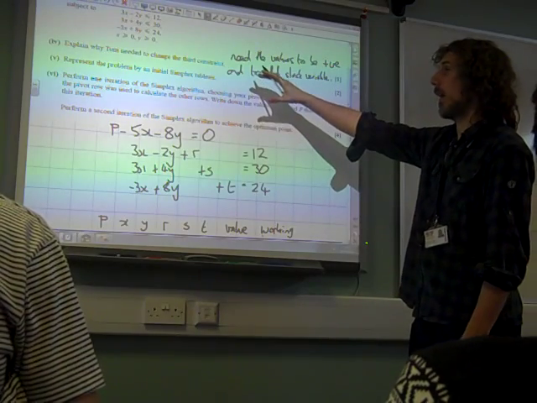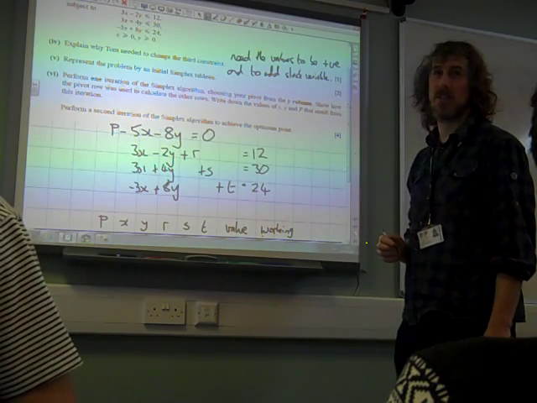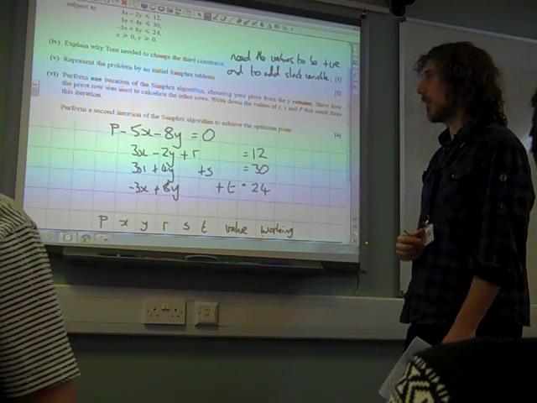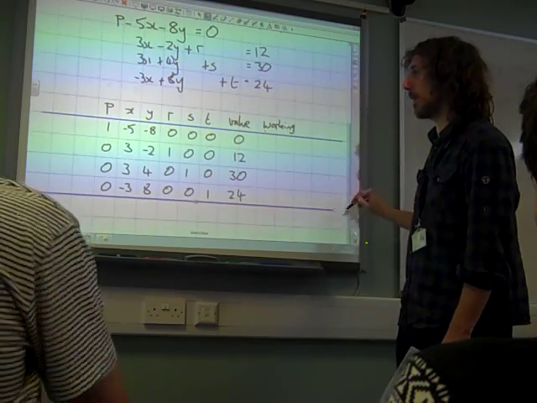Now, we've done it. We've done this bit. Hooray! Perform one iteration of the simplex algorithm, choosing your pivots from the Y column. Right. So they've told us where to pivot.